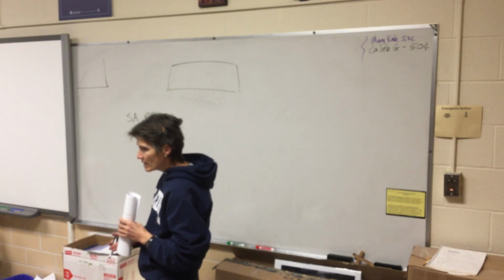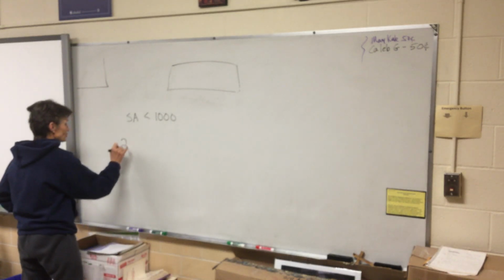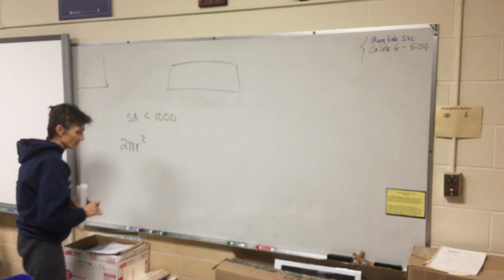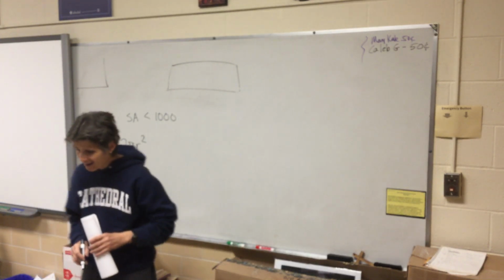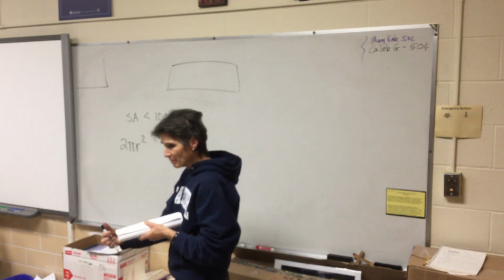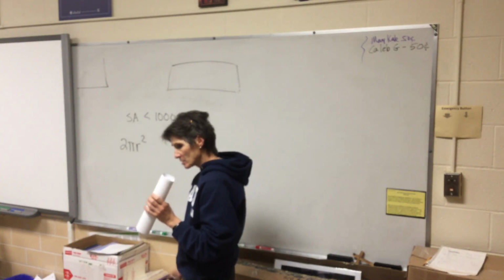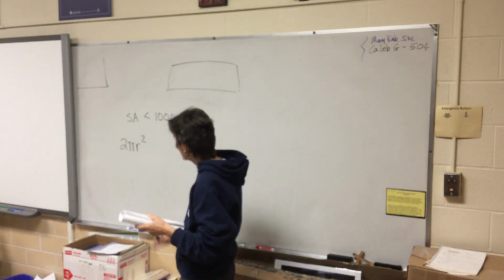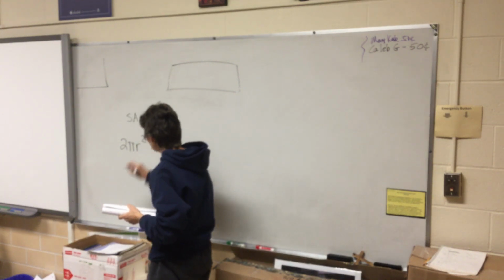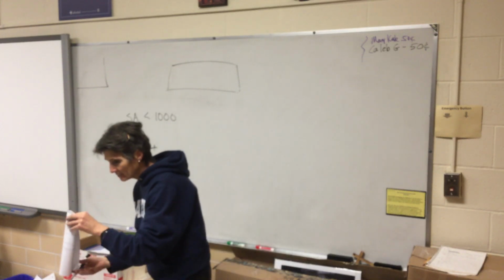And so the area of the top and the bottom will just be 2 pi r squared, because pi r squared is the area of the top, and pi r squared is the area of the bottom. So 2 pi r squared would be your top and your bottom. Okay, so pretend you're making a can. Here's my can.